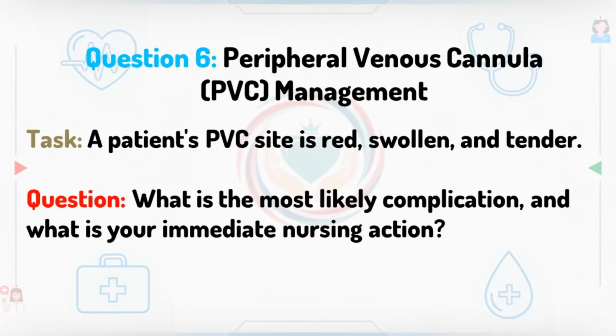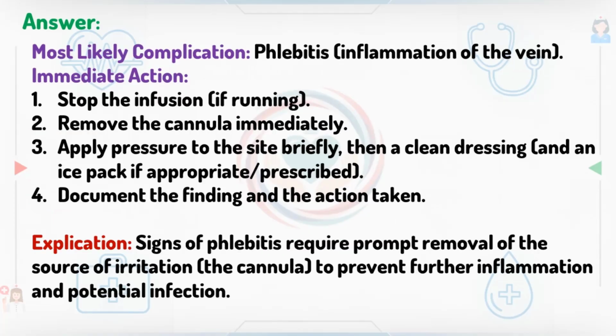Question 6. Peripheral venous cannula management. Task: a patient's PVC site is red, swollen, and tender. Question: what is the most likely complication and what is your immediate nursing action? Most likely complication: phlebitis, inflammation of the vein.